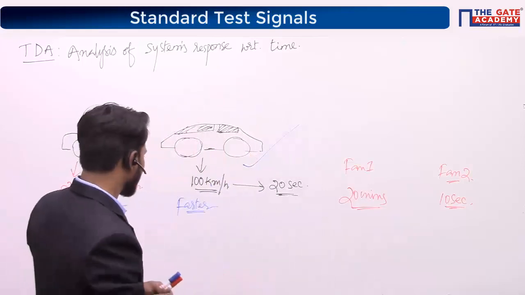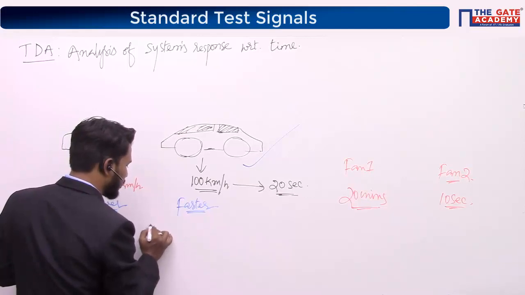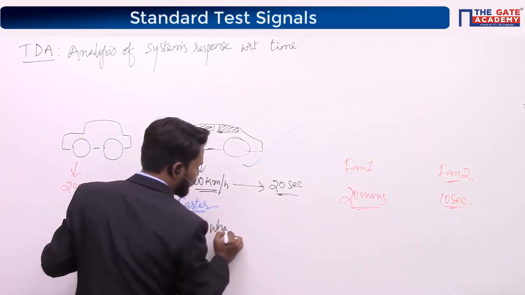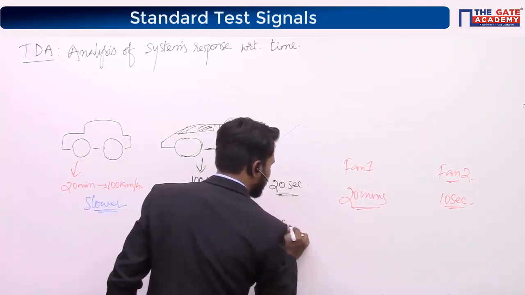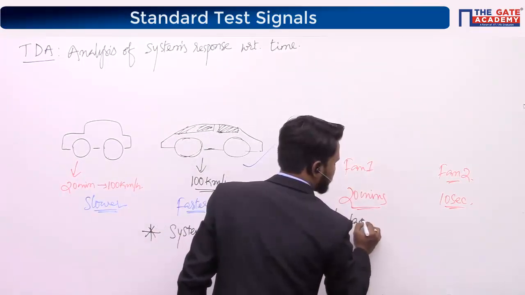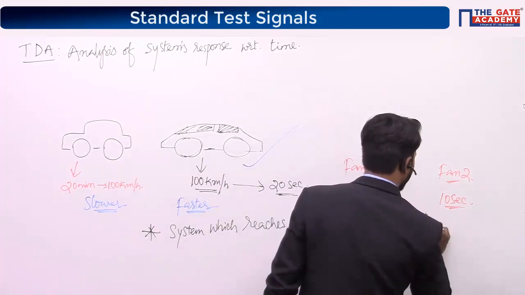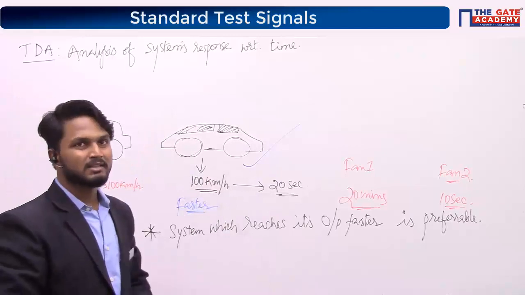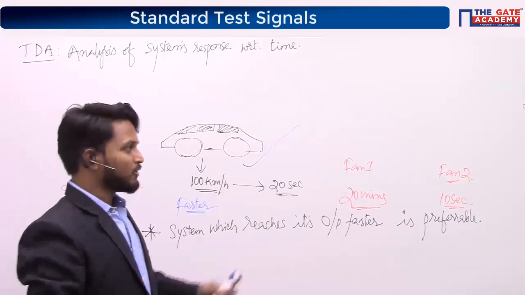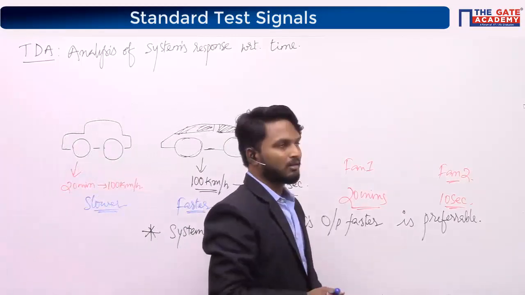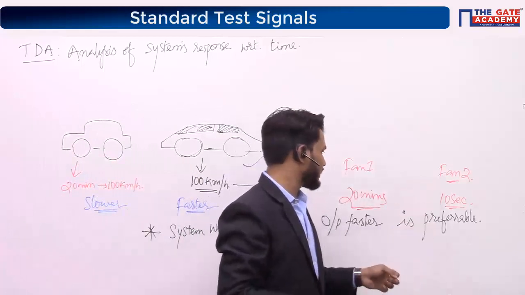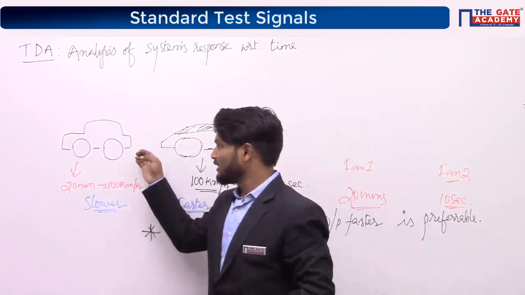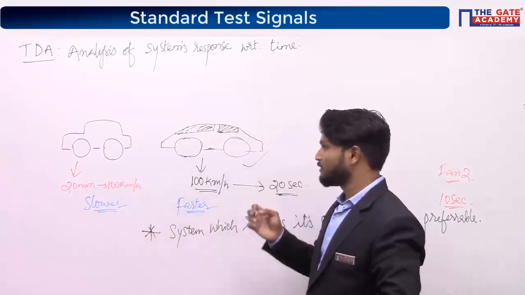So from these examples, what you can conclude is that a system which reaches its output faster is preferable. Such systems are preferred. Faster systems are preferred, right? So how did we know this fan reaches full speed in 10 seconds and this fan in 20 minutes? How did we know that this car reaches 100 in 20 minutes and this car in 20 seconds?